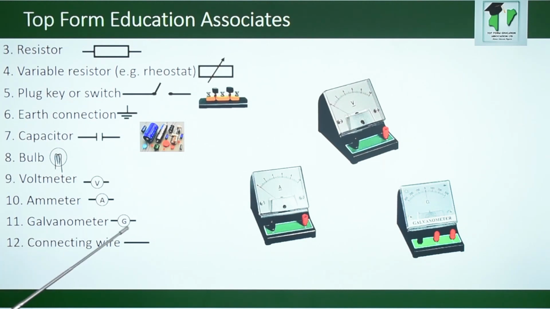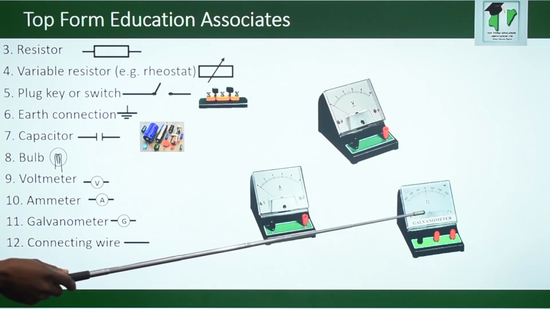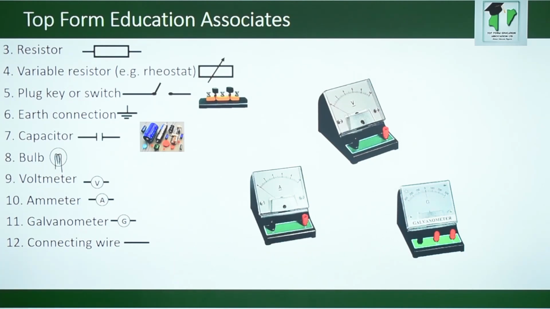Now you have the galvanometer. No matter how small the quantity of current passing through the circuit is, it can detect it. It detects very small quantities of current flowing through the electric circuit. So the galvanometer is used to detect current, no matter how small it is.